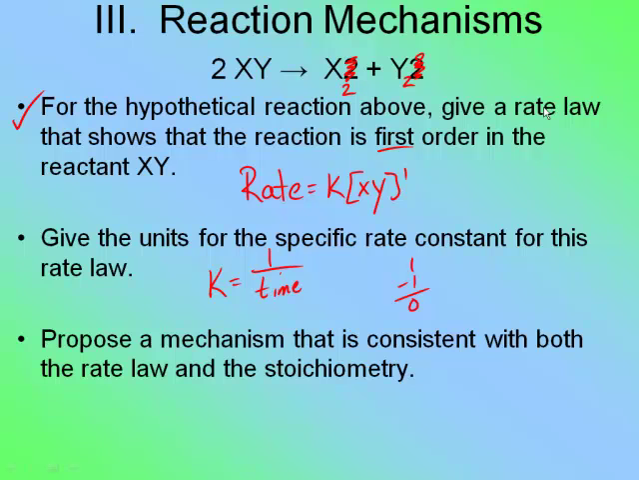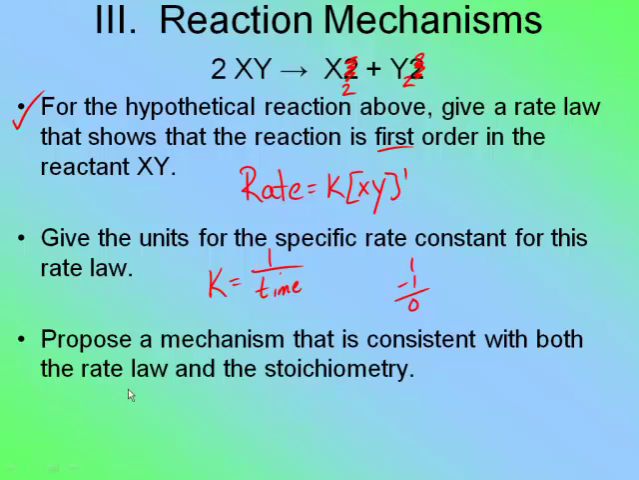And it says, propose a mechanism that is consistent with both the rate law and the stoichiometry, which means that when I propose my mechanism, it has to add up to equal the overall reaction, and the rate law for my slow step has to equal my overall rate law. Now, there's no right or wrong answer to this, as long as it follows those two rules that I just gave you. So I'm going to propose a very simple mechanism, and I'm going to show you why this one works, and I'm going to do a second one and show you why it doesn't work.